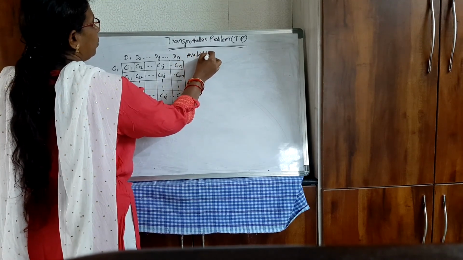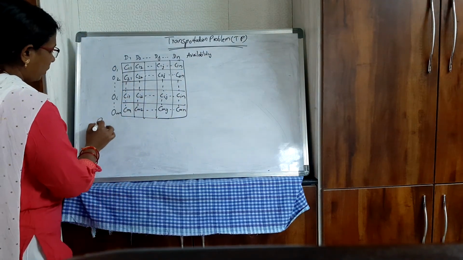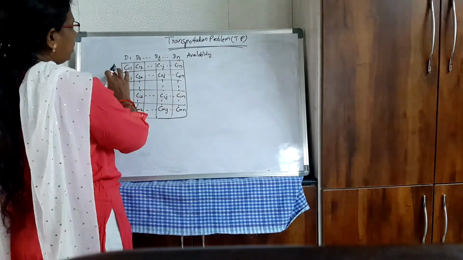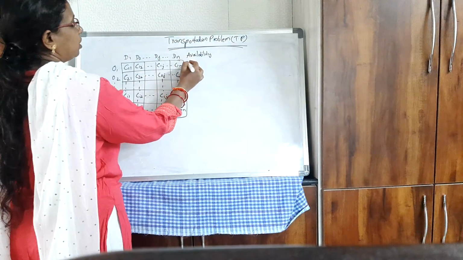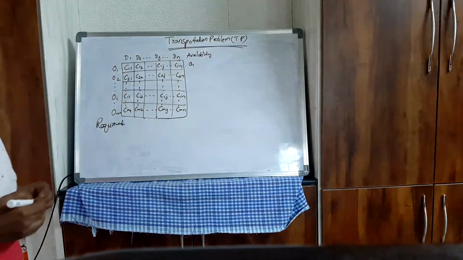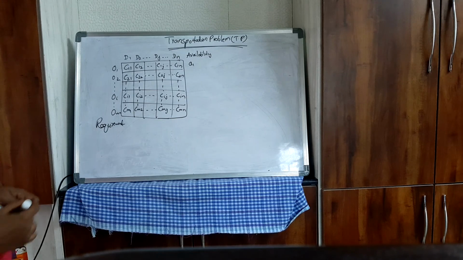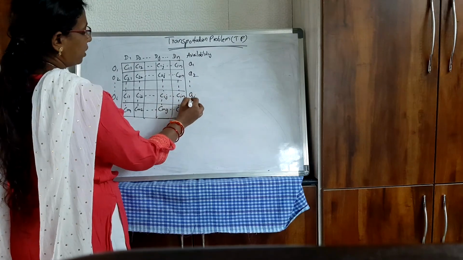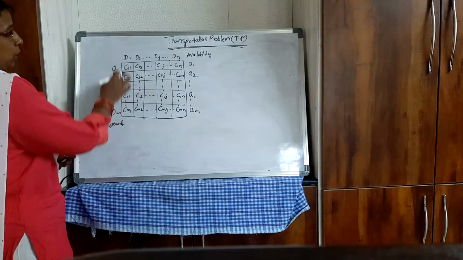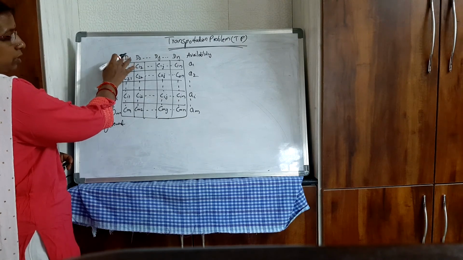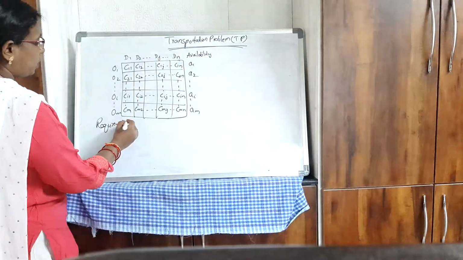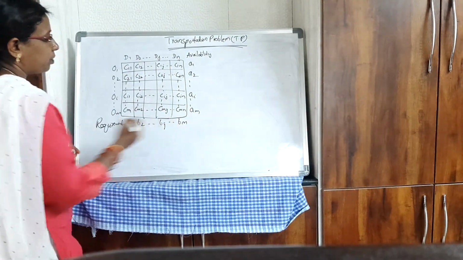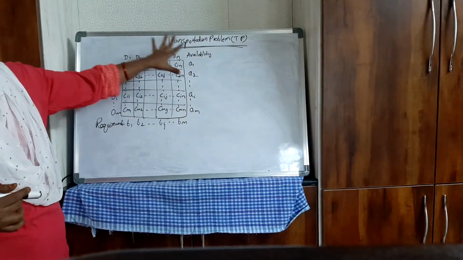Here you will have the availability of units, and here you will have the requirement. How many products are available in the first factory or at the first origin, we will write as a1. The second will be a2 at the second origin. Similarly here you have ai, and here you will have am. Then what is the requirement in the first warehouse or at the first destination, how many products they require, we will write as b1. Here it is b2, bj and bn.